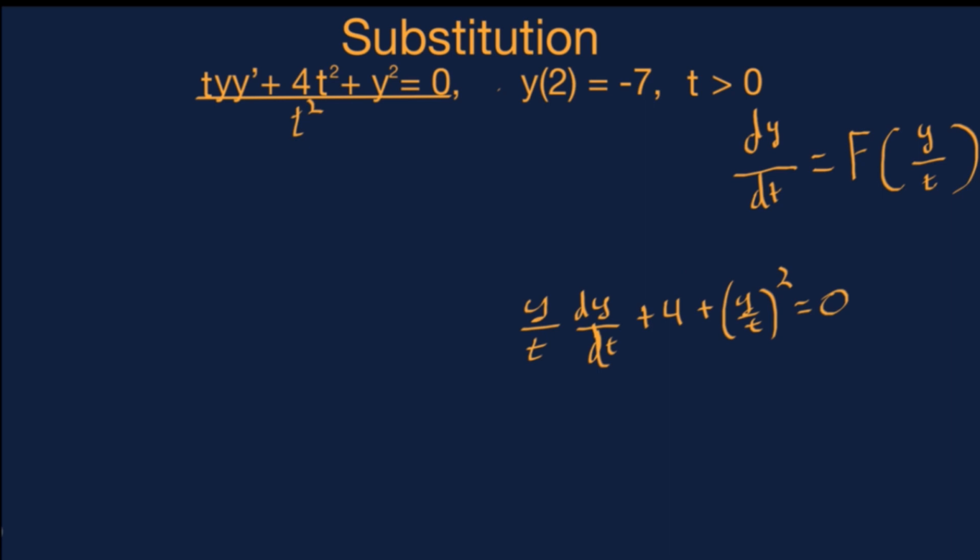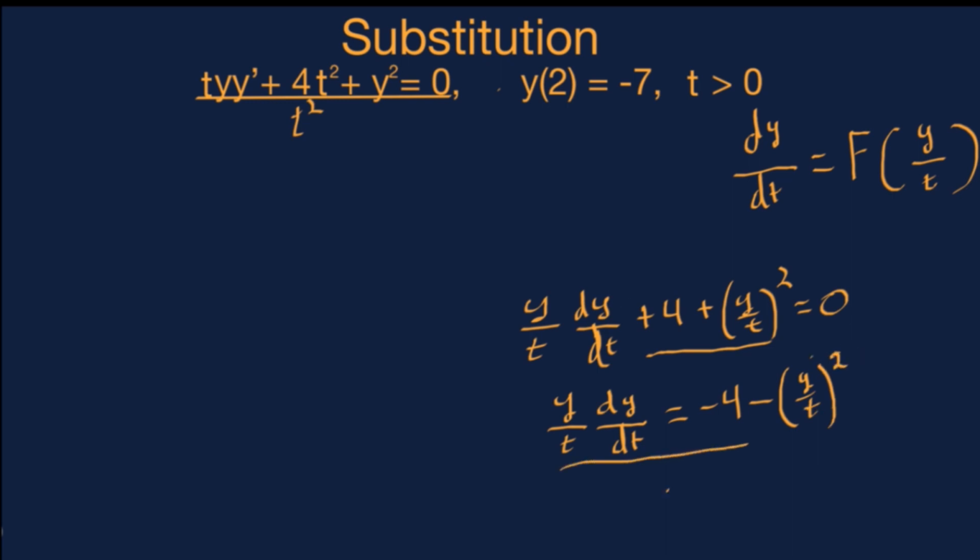And then when we subtract these two terms from both sides, we get y over t times the derivative of y with respect to t is equal to negative 4 minus y over t squared. Now at this point, the equation is not exactly in the form as we have it here, but wherever y and t appear in this equation, they appear as the ratio y over t. So we can actually start the substitution process at this point.